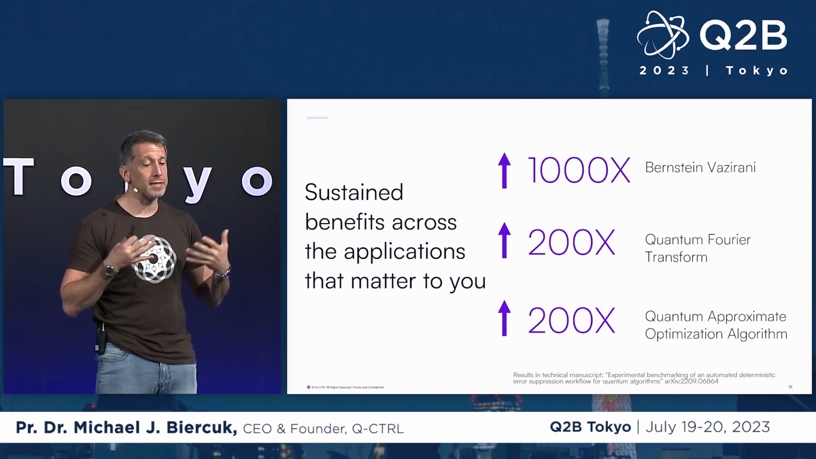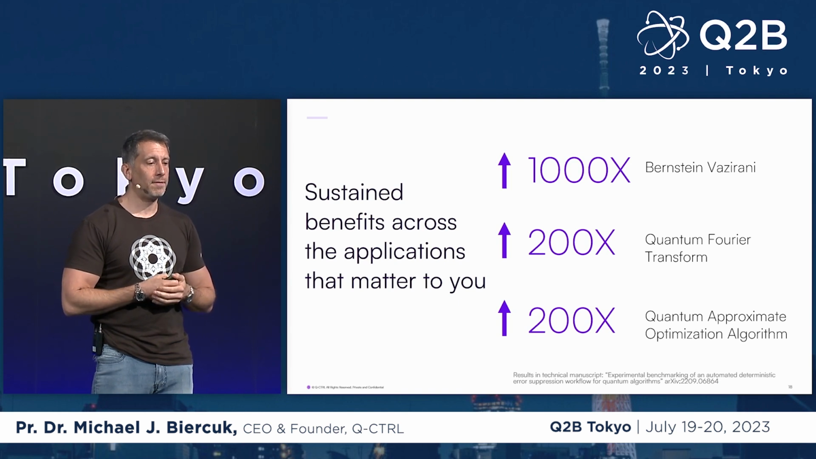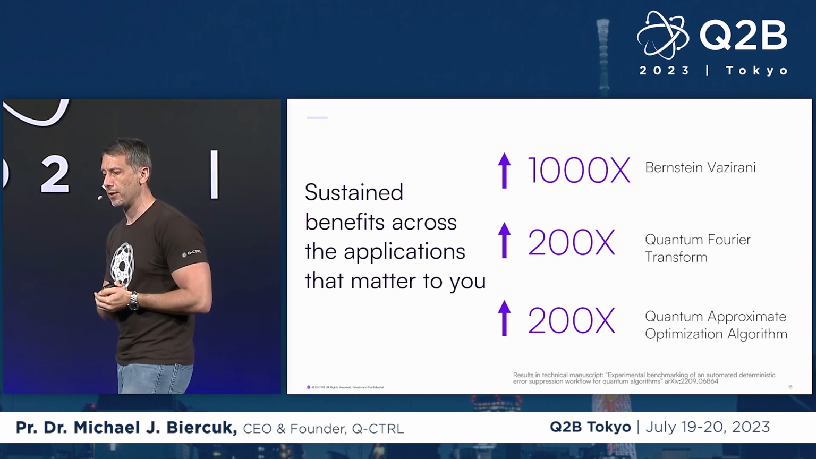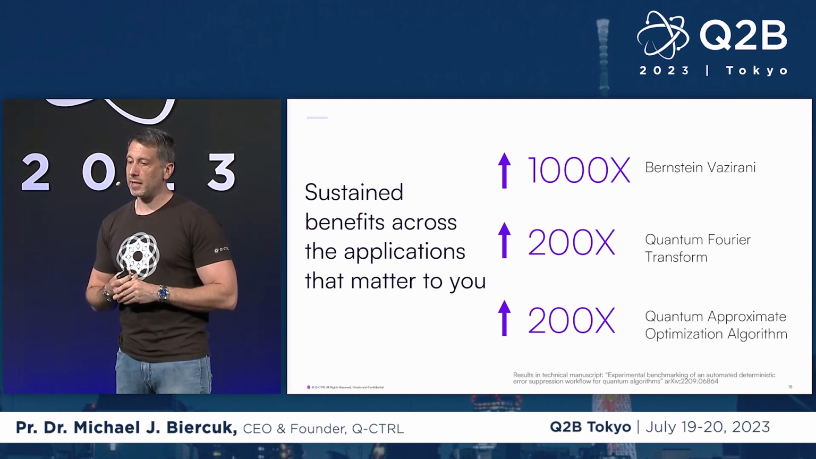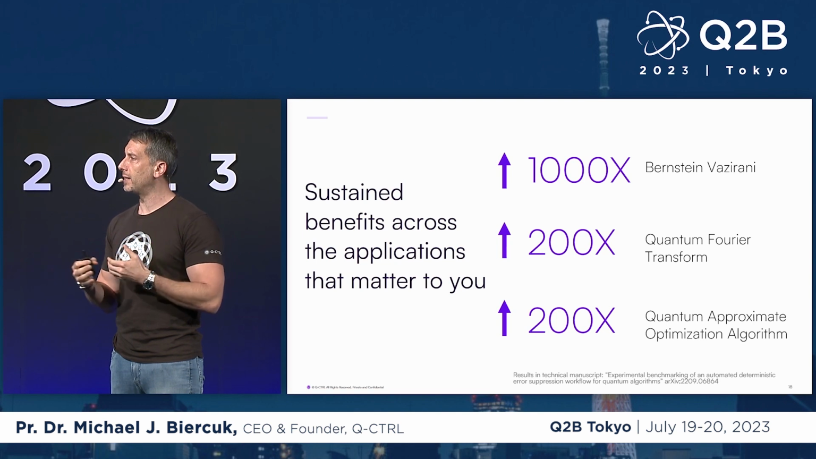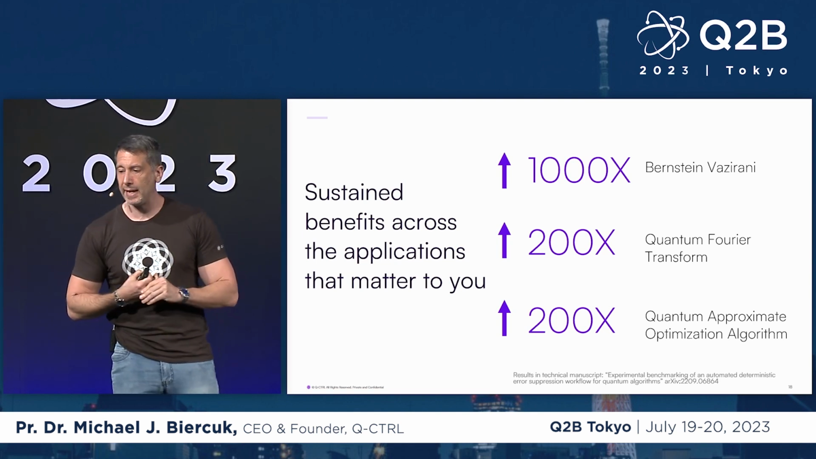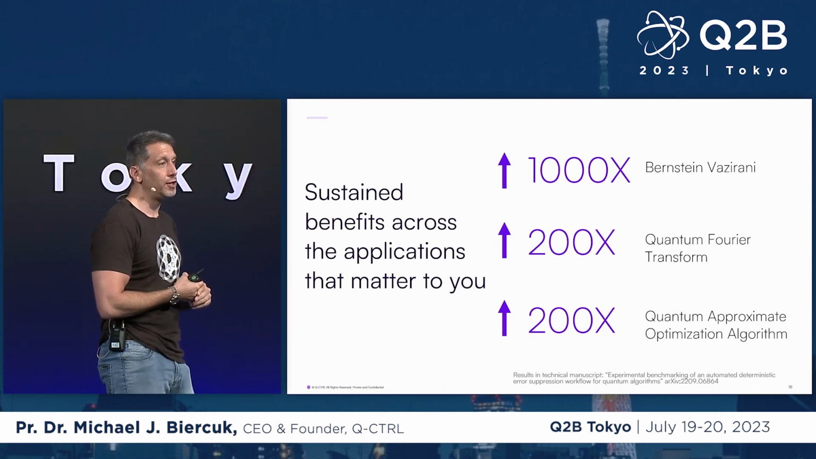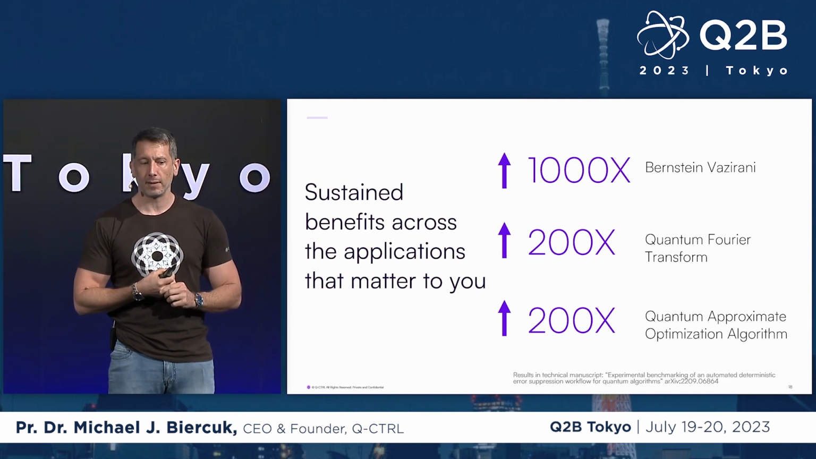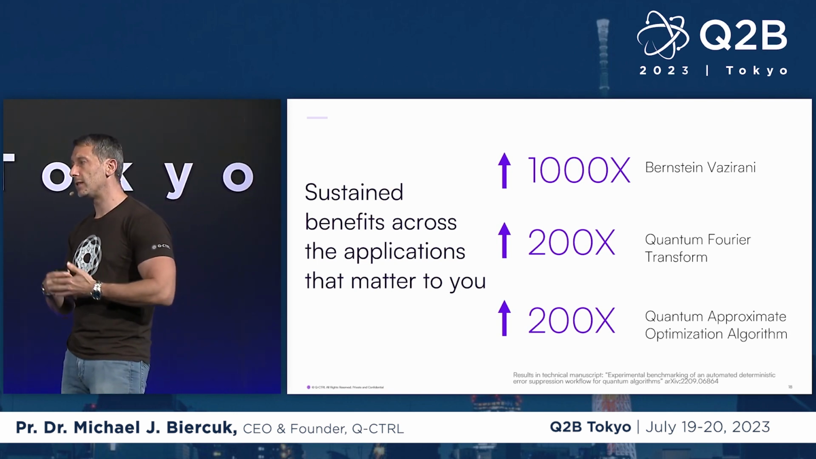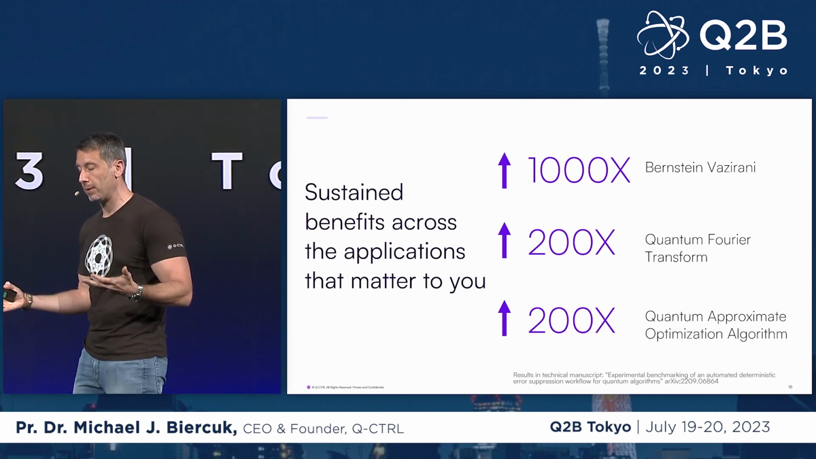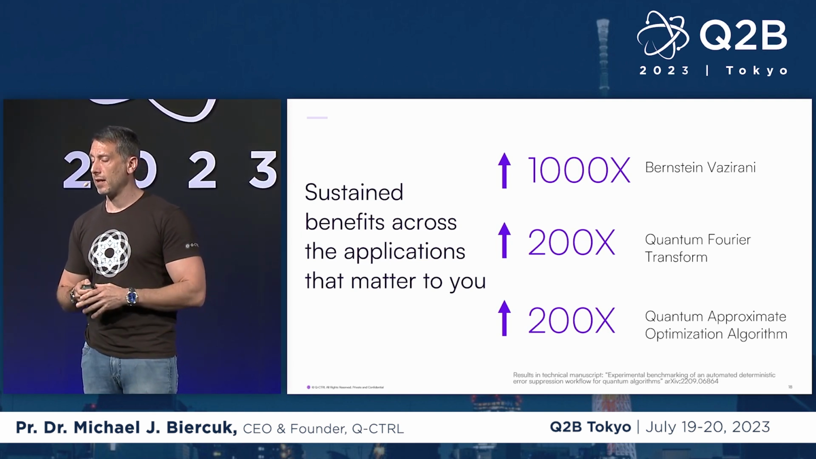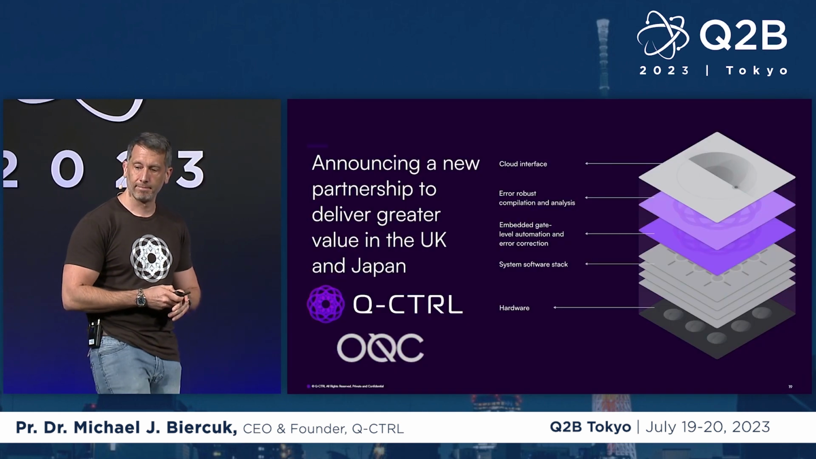Across all applications, the benefits are enormous. A factor of 1,000 improvement in Bernstein-Vazirani. Actually, 9,000x was the largest we've measured. More than 200 times in quantum Fourier transform. For those of you who know about this algorithm, it is a very deep algorithm. It has many gates. More than 200 times improvement in the execution of QAOA, quantum approximate optimization algorithm. These benefits persist across these and many other applications and are all achievable by you without having to know anything about what's happening inside the box.